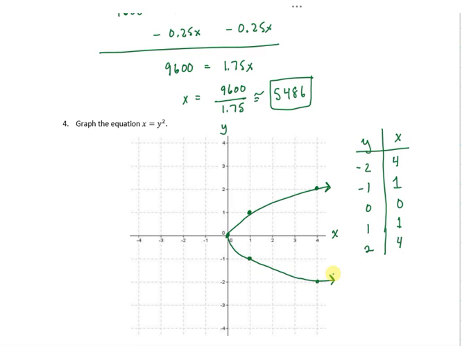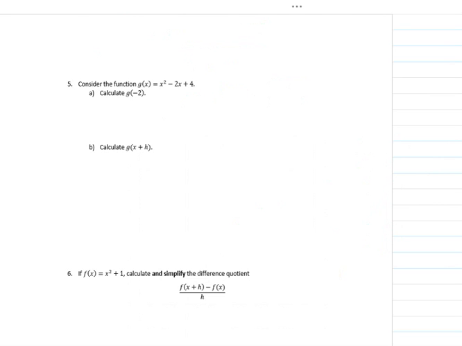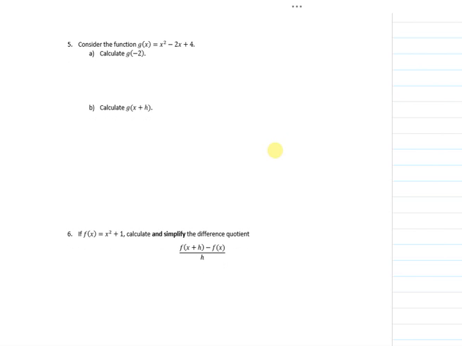Moving on to page 3. I have a function here, g of x equals x squared minus 2x plus 4. g of negative 2 equals negative 2 squared minus 2 times negative 2 plus 4, which is 4 plus 4 plus 4, which is 12.